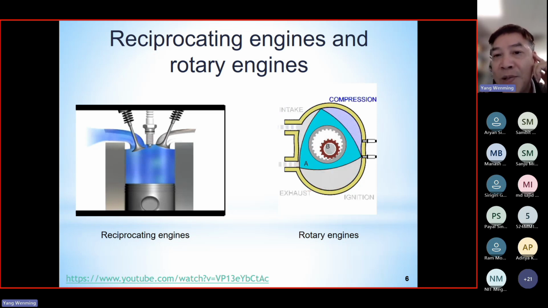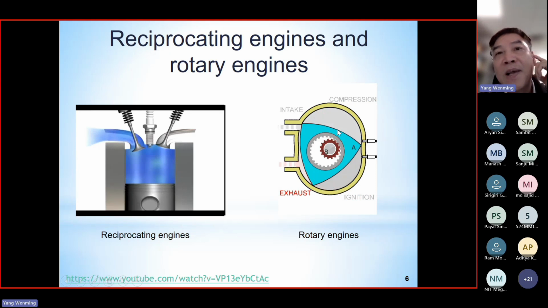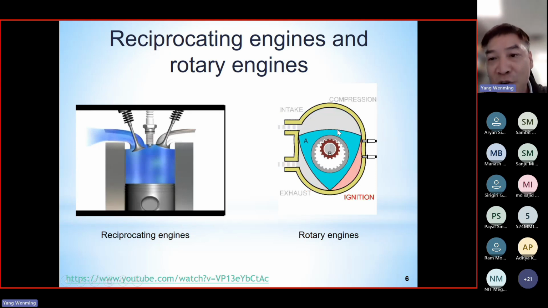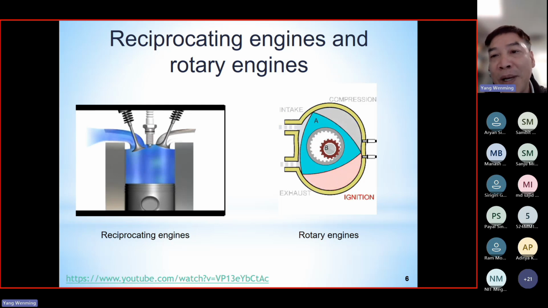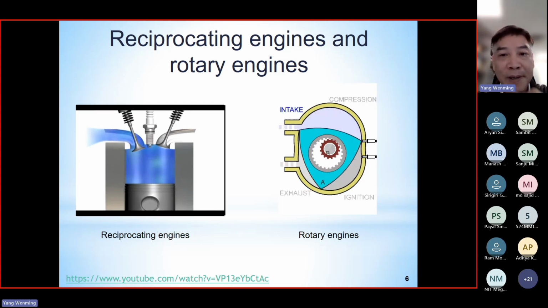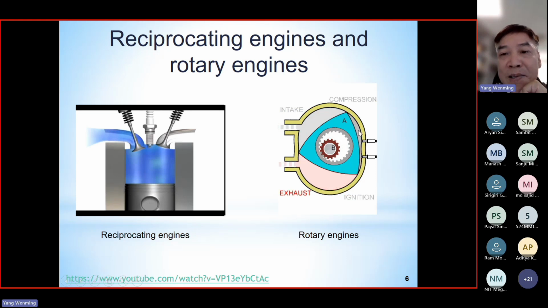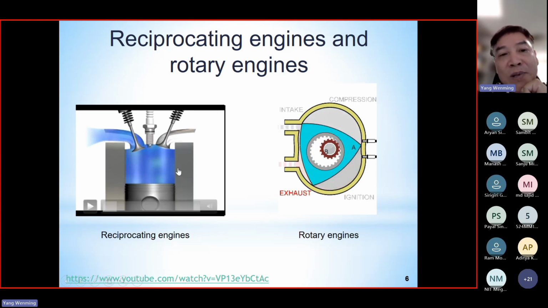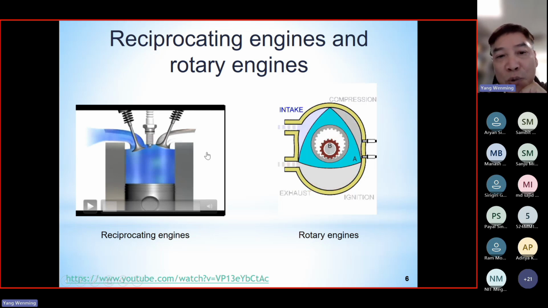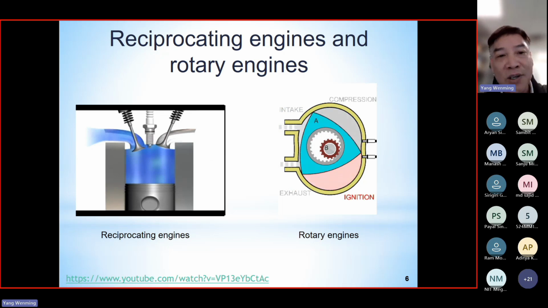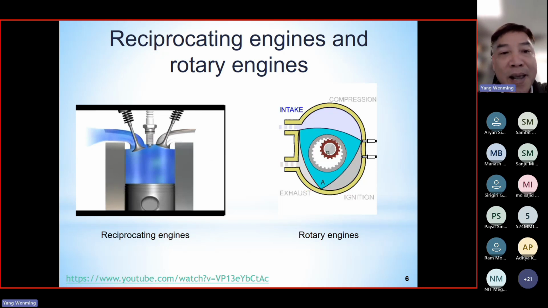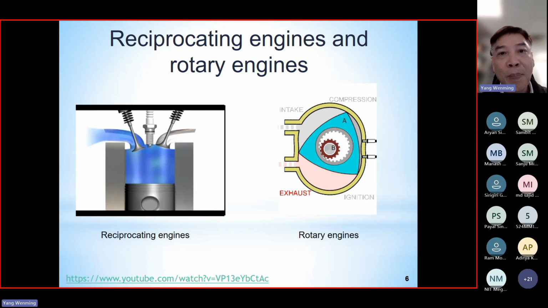As a result, the compression ratio of rotary engines usually cannot be too high, because sealing is a major problem. Also, the efficiency of this kind of engine is lower than that of four-stroke engines. So this is also a major difference between these two designs.